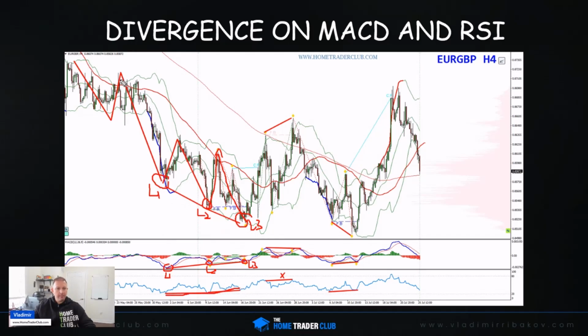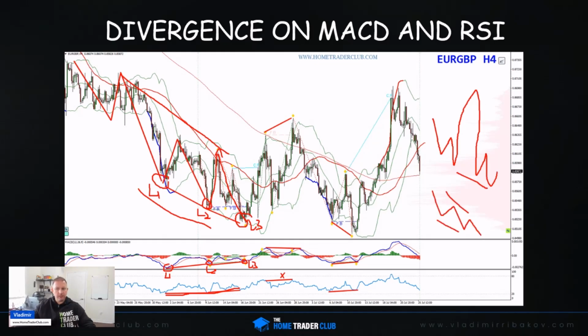Beautiful divergence. Keep in mind the sequence, lower highs, lower lows. You cannot do something like that, okay, and then say between these lows there is divergence. You can't. It has to be a sequence. Okay, classical trending conditions. Very, very, very important thing to remember here.